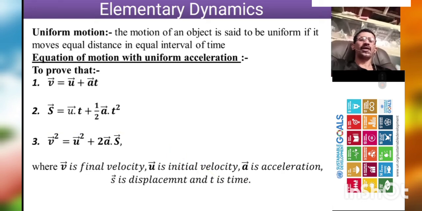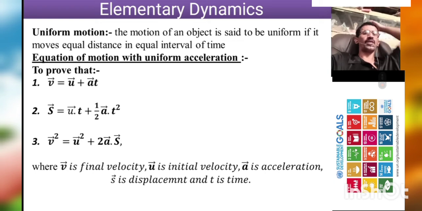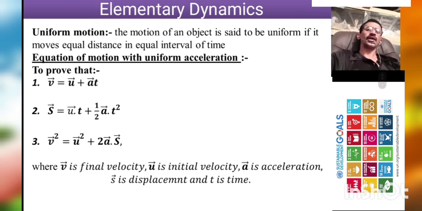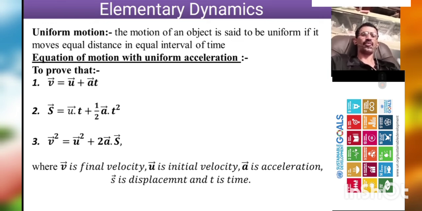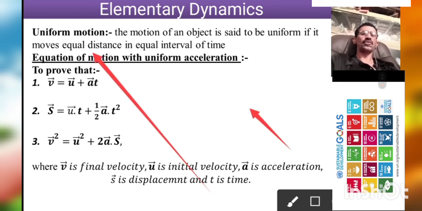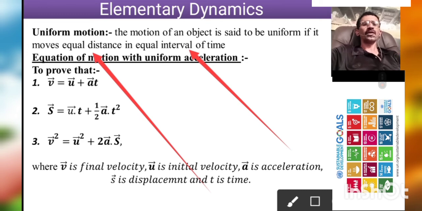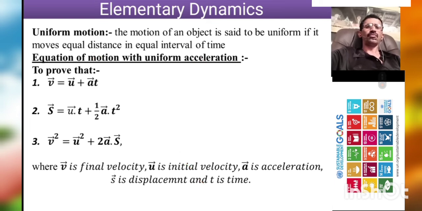Let's go ahead and try to understand something more about elementary dynamics. The first thing to describe here is uniform motion. What is uniform motion? The motion of an object is said to be uniform if it moves equal distances in equal intervals of time. That's a very important point. So it's moving with uniform velocity because it covers equal distance in equal time. That's called uniform motion.